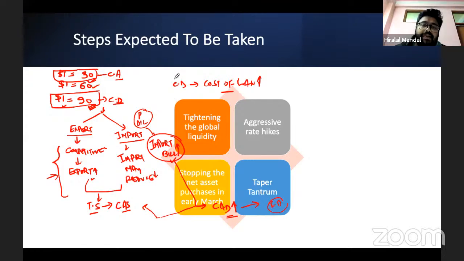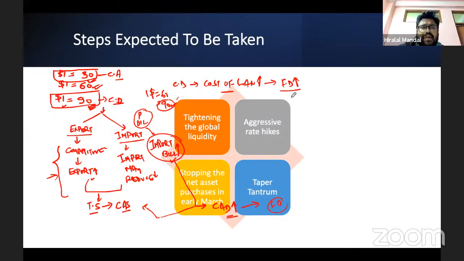Because earlier, if I borrow $1, in order to pay $1, I required 60 rupees at this point of time. But now I will have to pay 90 rupees. So my cost of borrowing has gone up. And the total cost of borrowing, and total borrowing, is known as the fiscal deficit. It results in increasing the fiscal deficit of the country, right? So this is how it impacts.